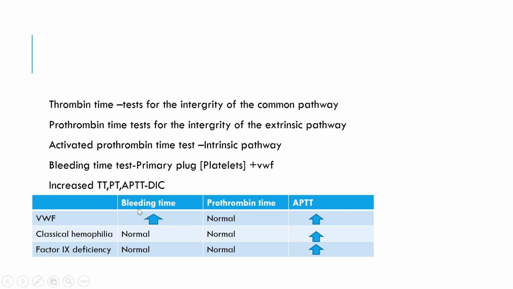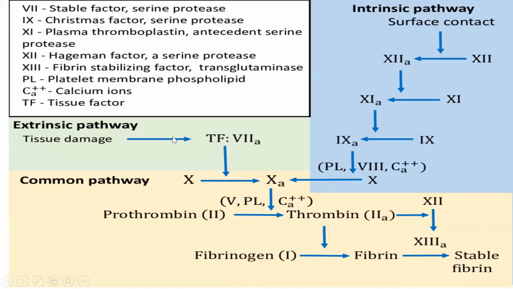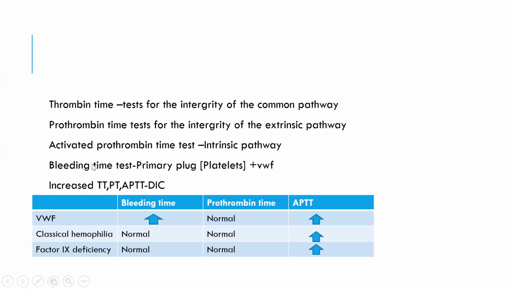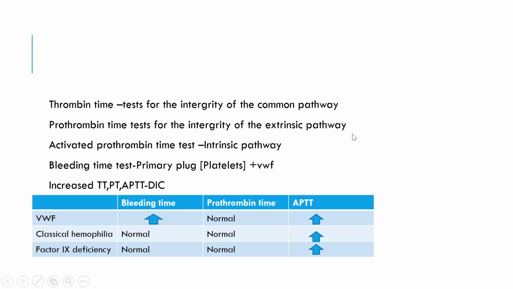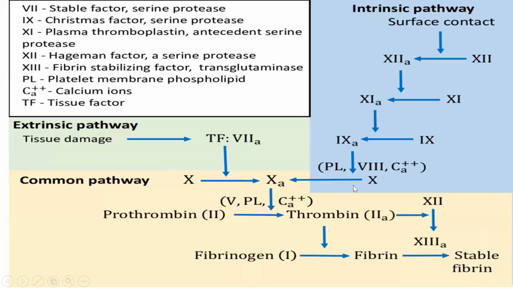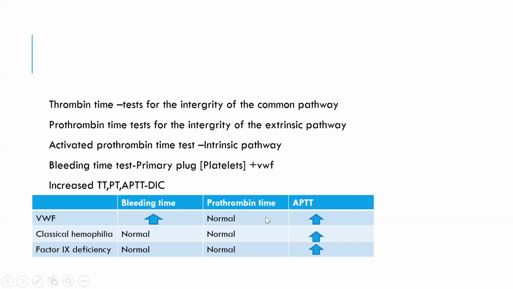So in this table, we have VWF, von Willebrand factor. We've said that von Willebrand factor is involved in the bleeding time, so that is elevated. And also the APTT will be elevated because we said APTT is for intrinsic. It will be elevated because of factor 8. VWF is usually carried together with factor 8, and factor 8 is involved in the intrinsic pathway. So that's why it has an elevated bleeding time and an elevated APTT.